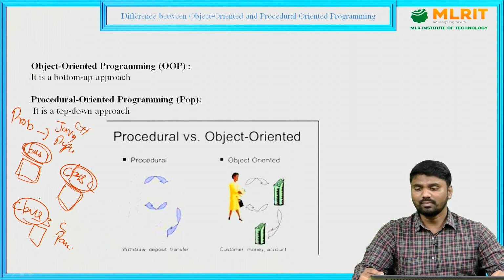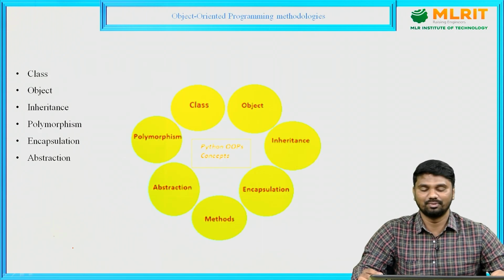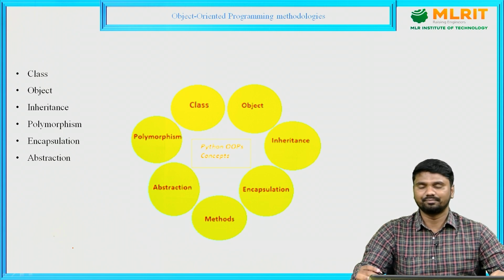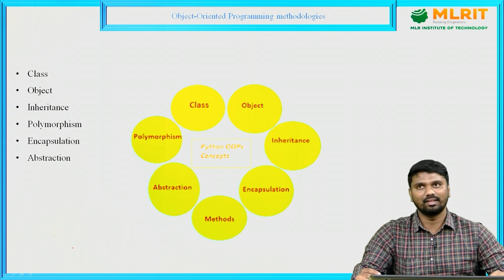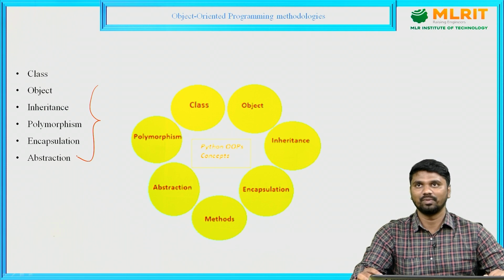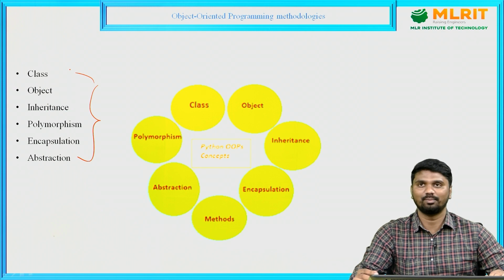Next, I am going to discuss the methodologies of object oriented programming language. Here in object oriented programming language, there are core concepts. Among them, the first one is class, second is object, then inheritance, polymorphism, encapsulation, abstraction. These are the core concepts, we can say the main features of object oriented programming language. So now we'll discuss one by one.